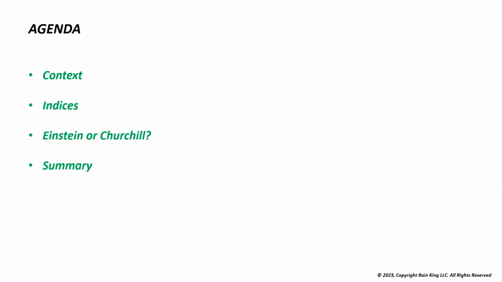So the agenda today is a quick overview of the context. I'm going to get into the indices, and then Einstein or Churchill, which one are you? And a quick summary. So let's get into the context.